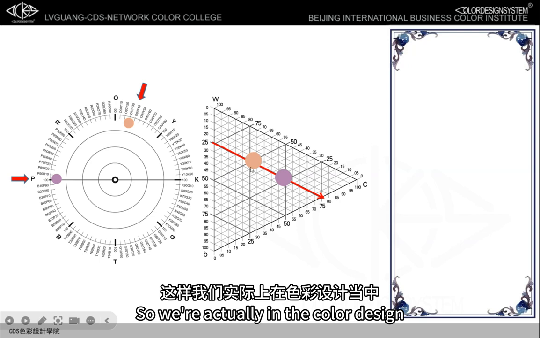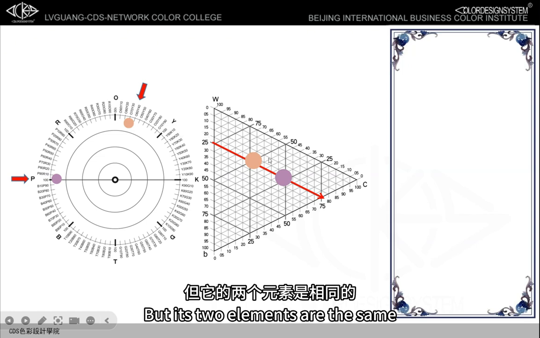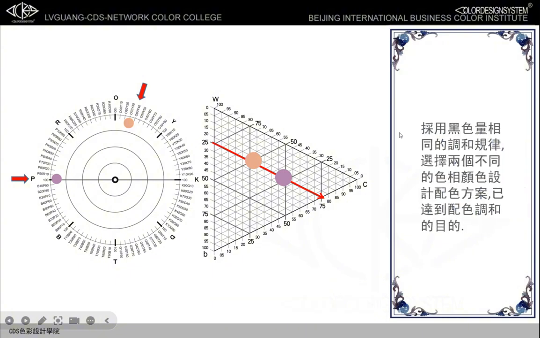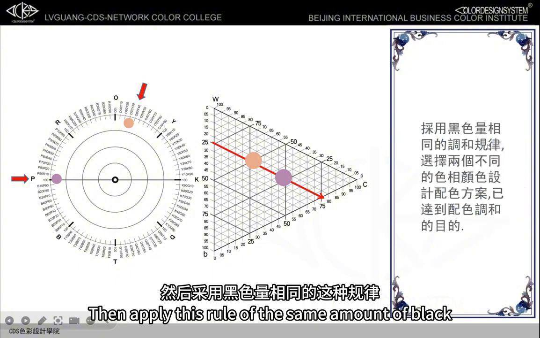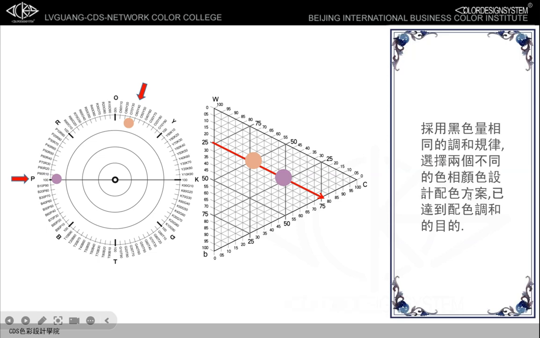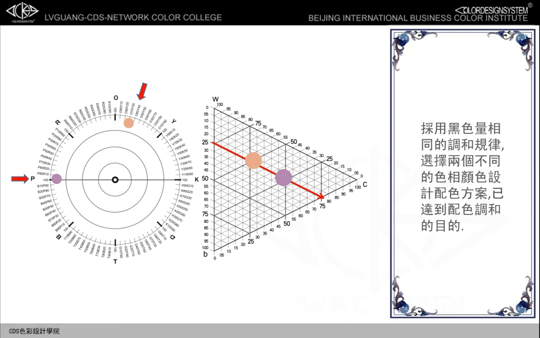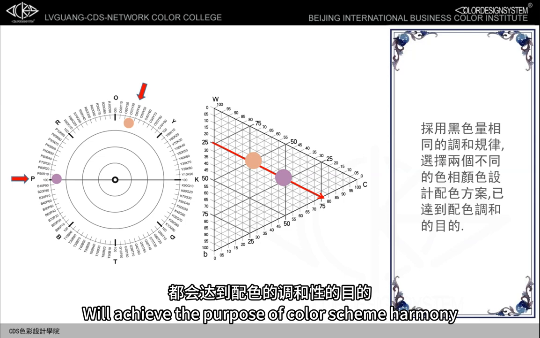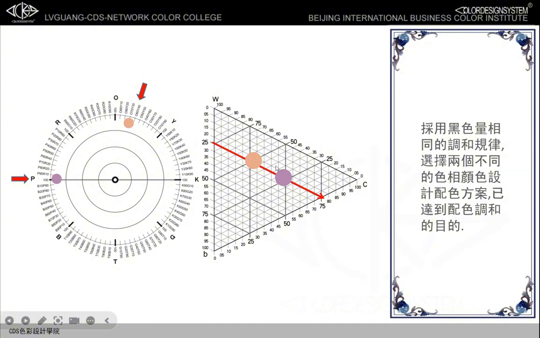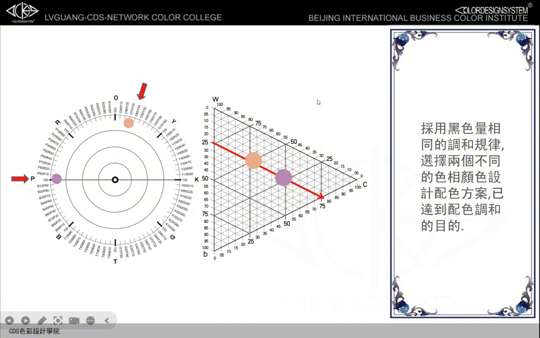So in the color design, it's a different hue, but two of its elements are the same: the same amount of black. Then apply this rule of the same amount of black, arranged across different hues. The general visual effect of our color design will achieve the purpose of color scheme harmony. So that's why we use linear relationships, the reasons and reasons to design.